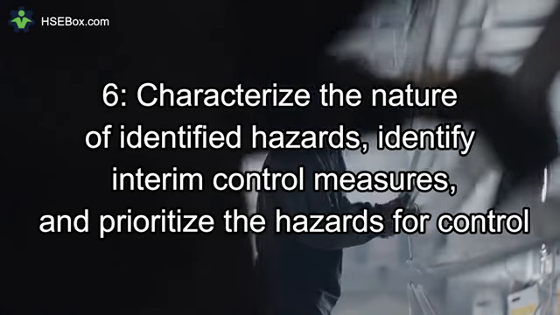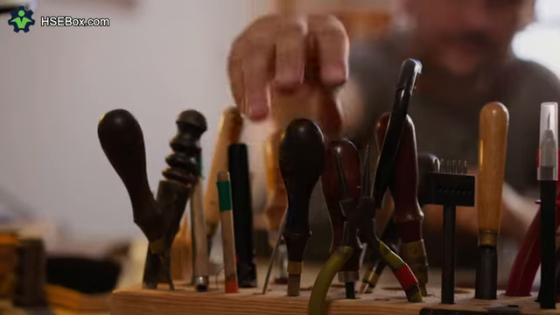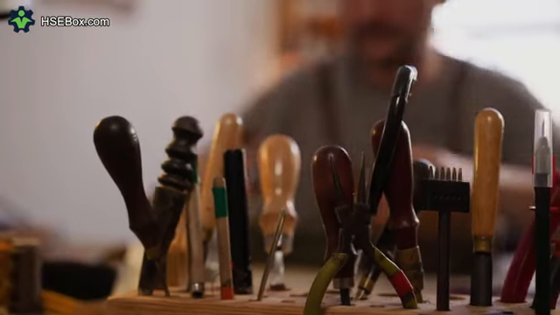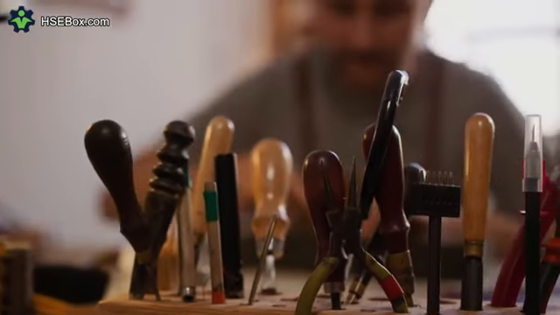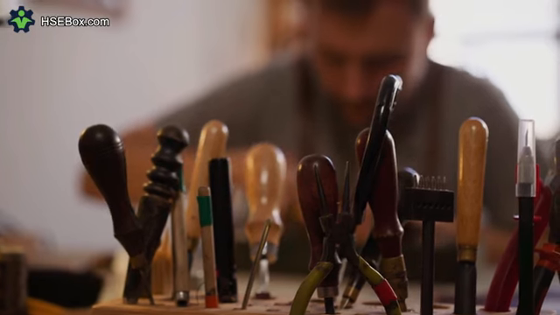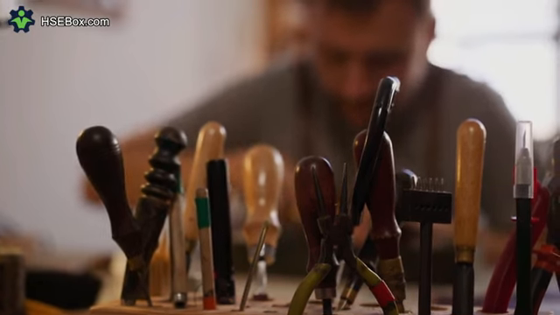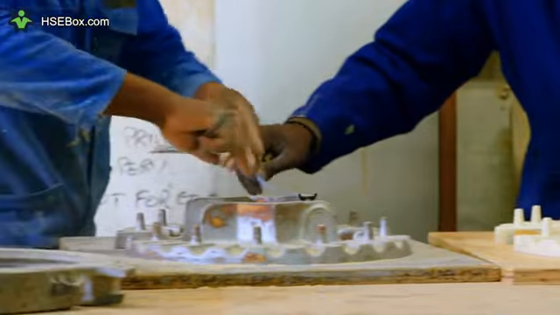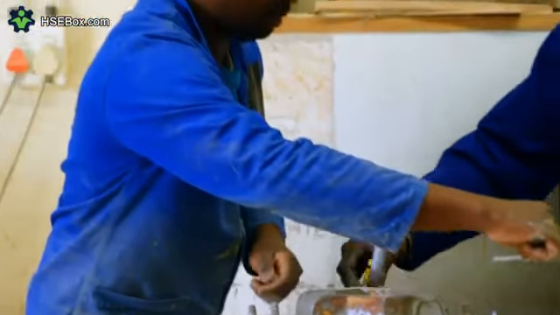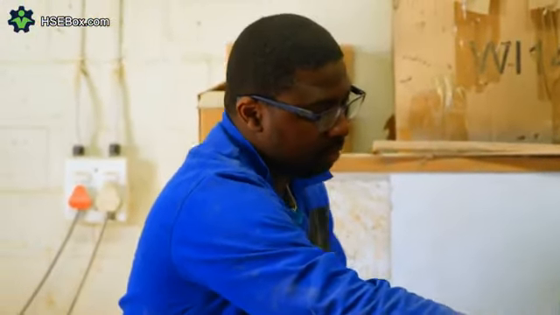Number 6. Characterize the nature of identified hazards. Identify interim control measures, and prioritize the hazards for control. The next step is to assess and understand the hazards identified and the types of incidents that could result from worker exposure to those hazards. This information can be used to develop interim controls and to prioritize hazards for permanent control.